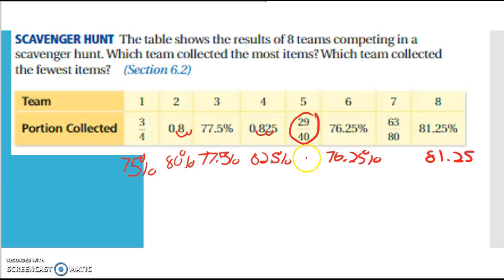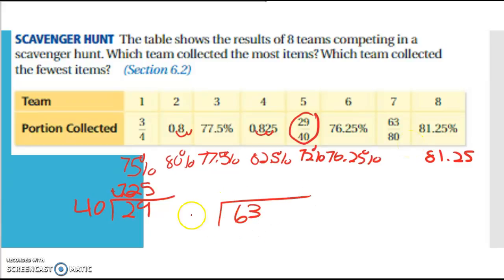So I have 29 divided by 40, so I put 29 on the inside, 40 on the outside. If you guys do that at home, you should get 0.725, so you move that decimal over, so now I know that this is 72.5%, and then we do the same thing with 63 divided by 80. And if you do that at home, you should get 0.7875. So this is 78.75%.